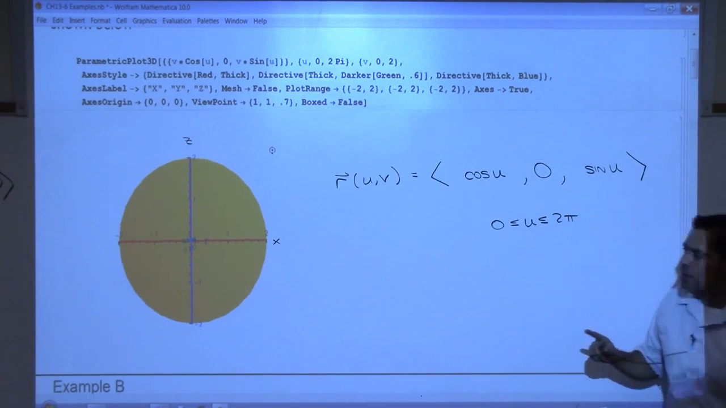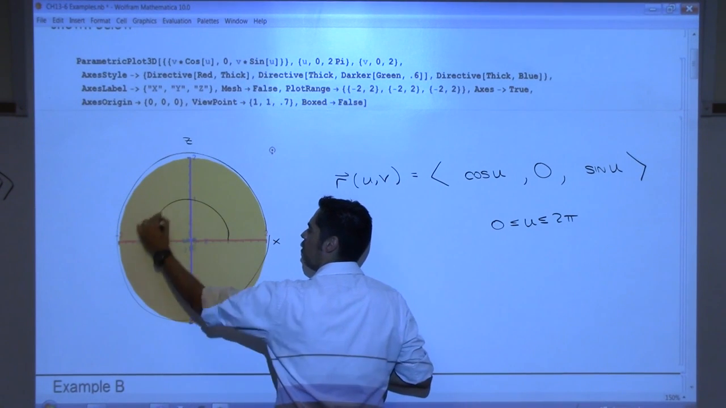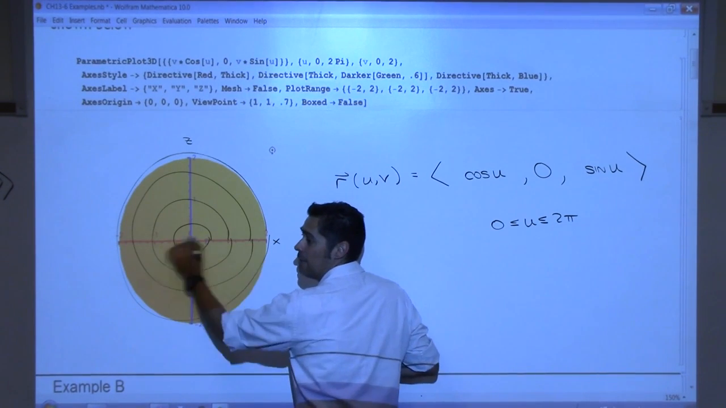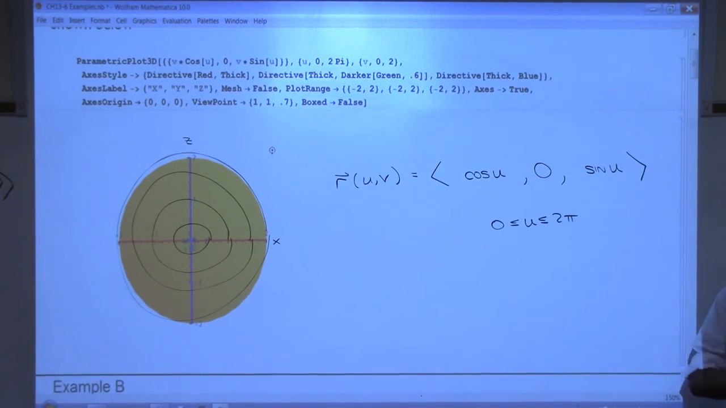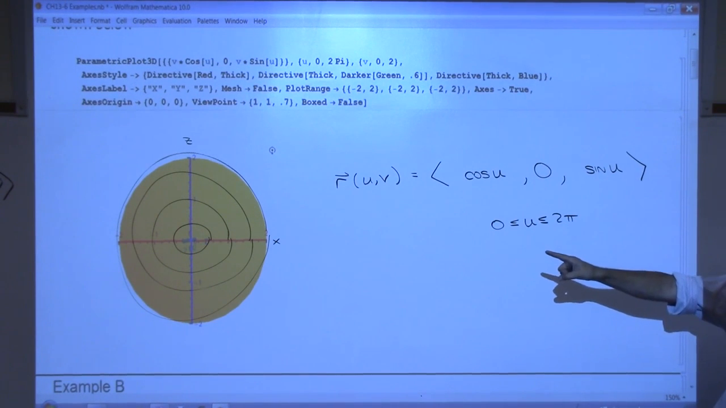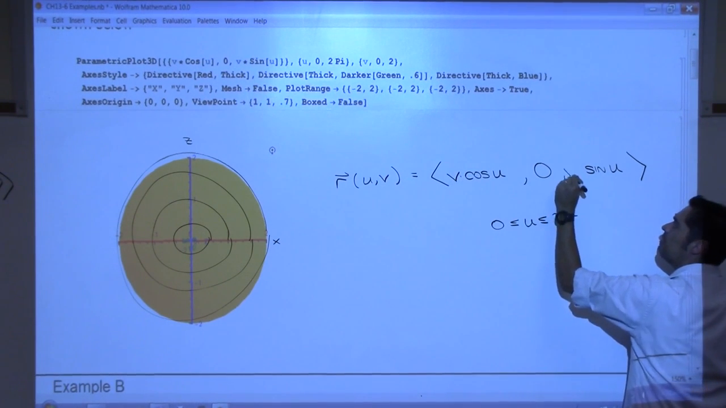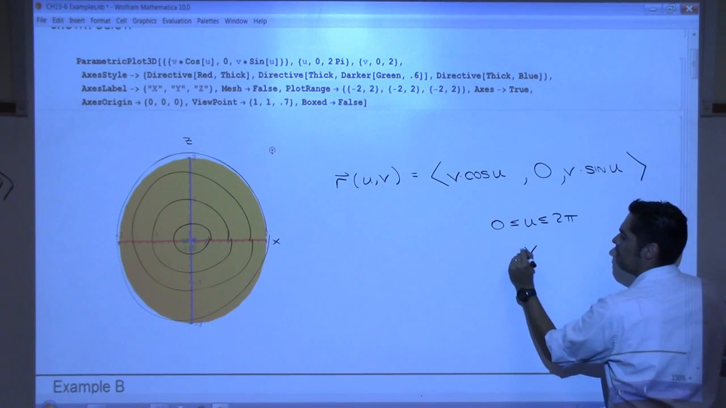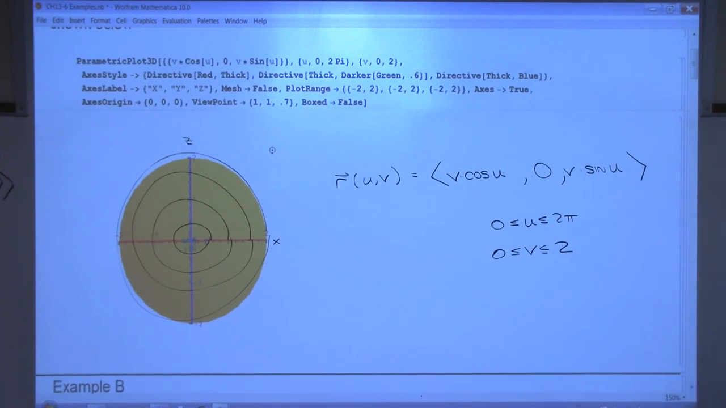But I wanted to draw a circle with radius 2 and 1.5 and everything in between. So I want to be able to vary that radius. And I have another variable. So why don't I let the number in front of this be v, and then control v with this inequality? Do you understand how that worked? Okay.